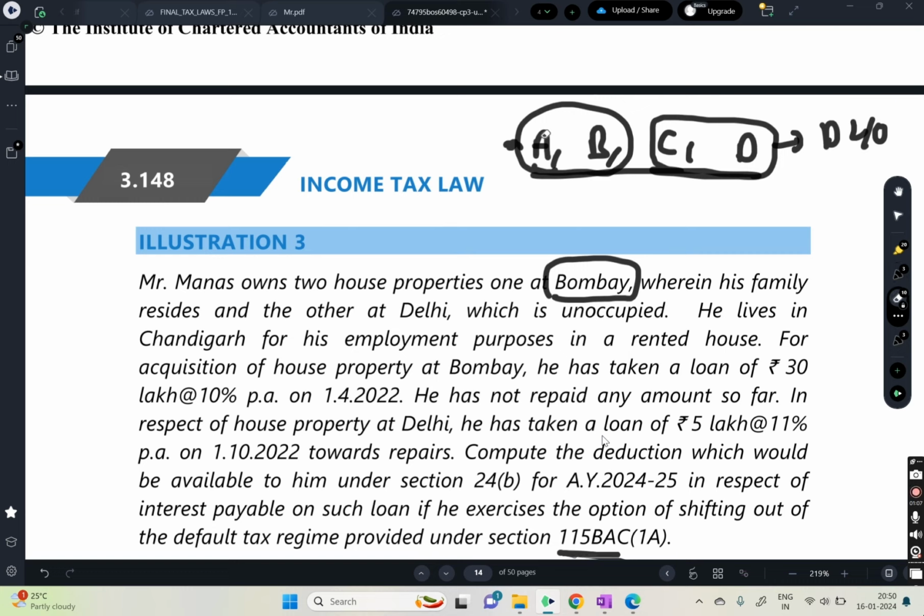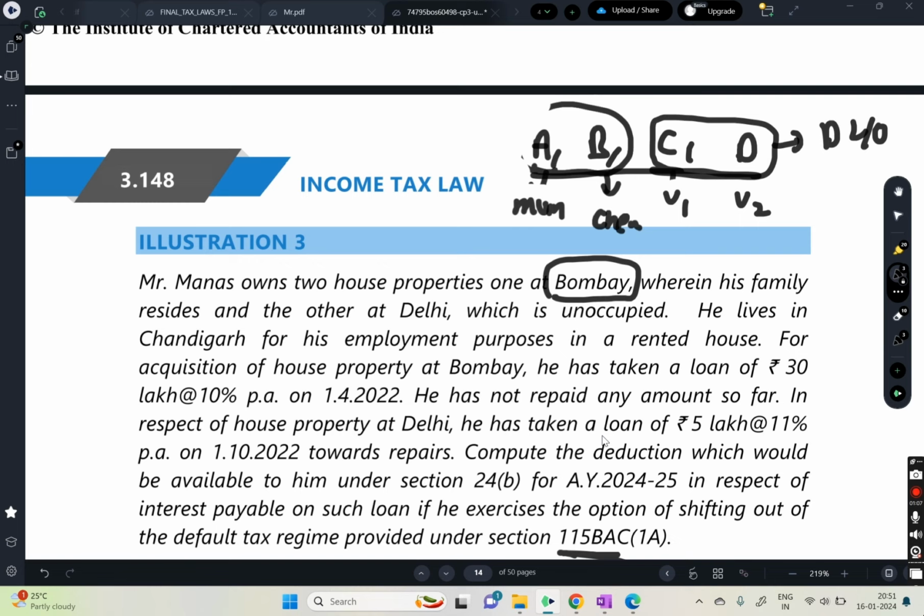Now the question is, let's just say A is in Mumbai, B is in Chennai, and C is in Hyderabad. Or let's say this way: C is in some village, and D is in village 2. So obviously, which properties are more valuable? A in Mumbai and B in Chennai, those properties are more valuable.